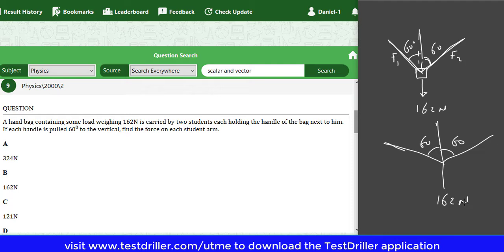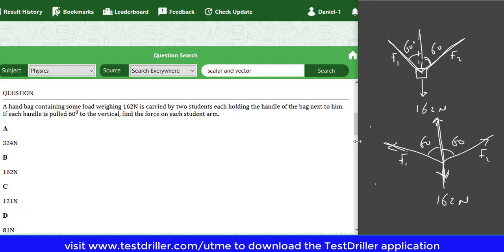And since the whole thing is balanced, what that means is the combined forces here, this F1 plus F2, balance this. So what this means is the resultant force, which is going to be this, balances the weight of the object. So which means we can say that the resultant force is the same as the weight of the object but in the opposite direction. So what then will be the value of F1 and F2 that will balance this 162 Newton?